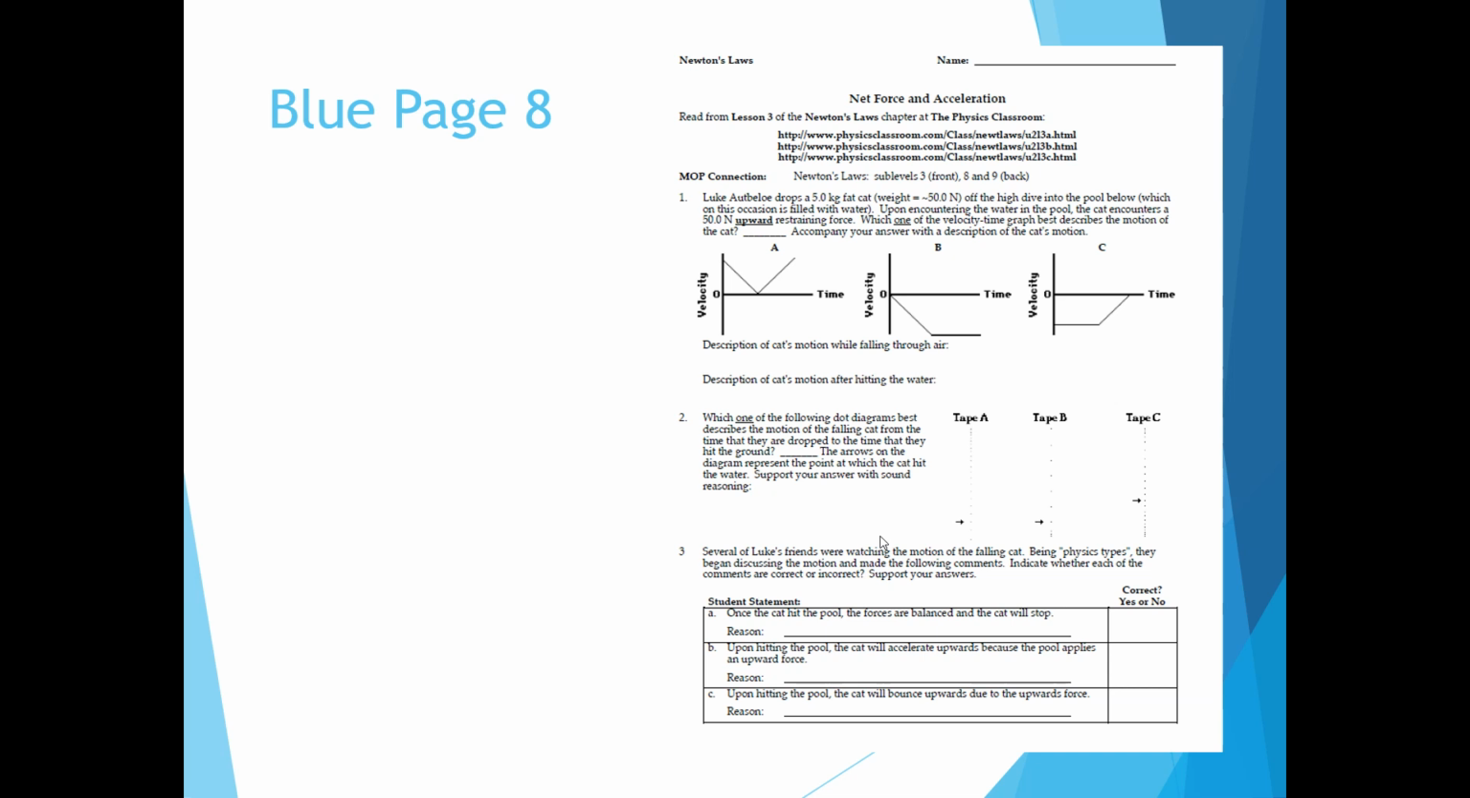So initially, the cat is going to be falling downwards. So his velocity should be heading more negative because he's going down. So that could be this one or this one, right?